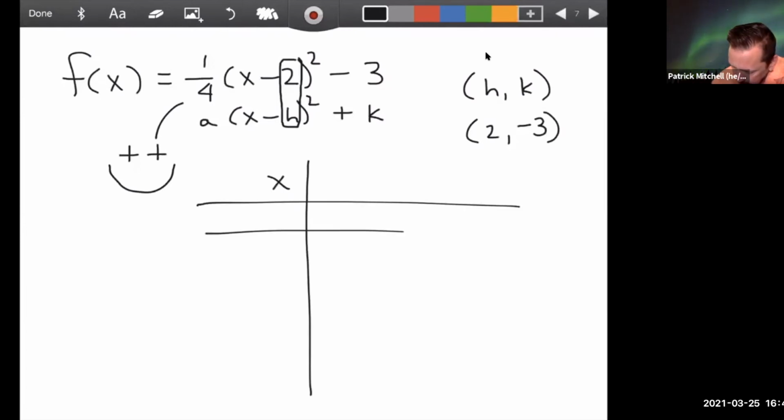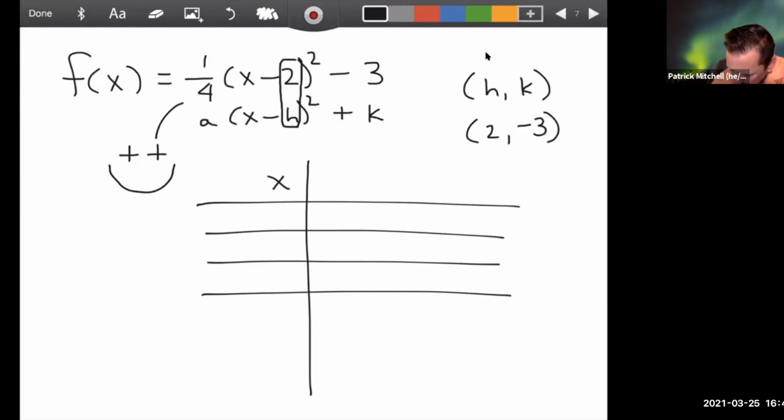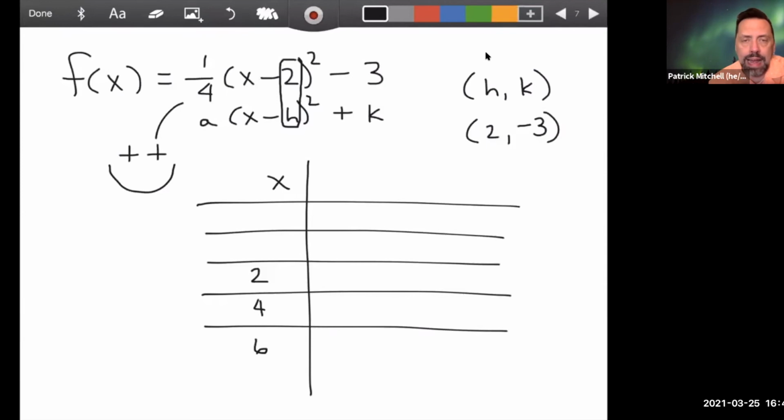All right, still going to think about 5 points. And I'm still going to put my vertex right in the middle. However, this time I am not going to use 3 and 4 for my other values of x. I am going to use, believe it or not, 4 and 6. And the reason I'm using 4 and 6 is because I would really like that (x minus 2) squared to be a multiple of 4, because it's going to get multiplied by 1/4. So you'll see how that's going to work here in just a second.